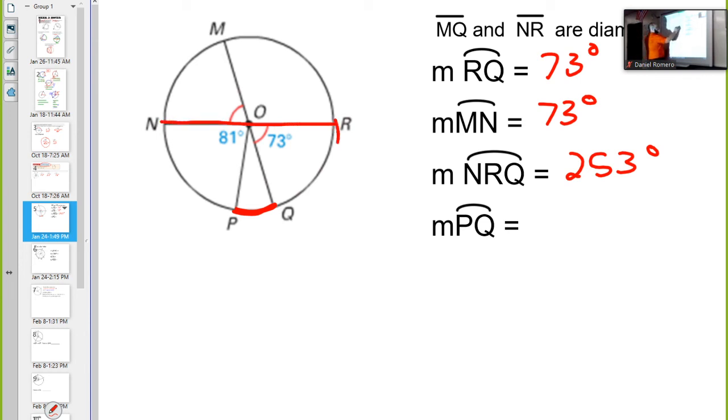How many degrees are there here? And so if I get all this 180 degrees, I take away this and this, right? Because those are the same. Would then just that be left over? So what's 180 minus 81 minus 73?